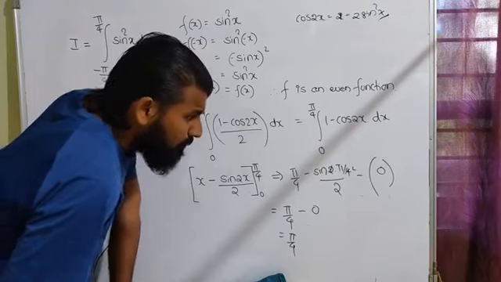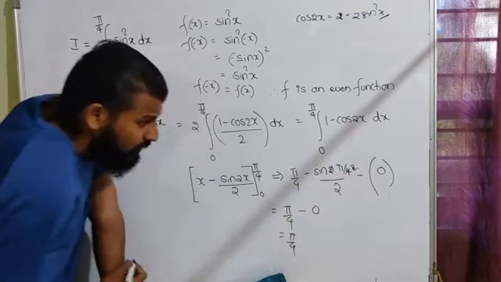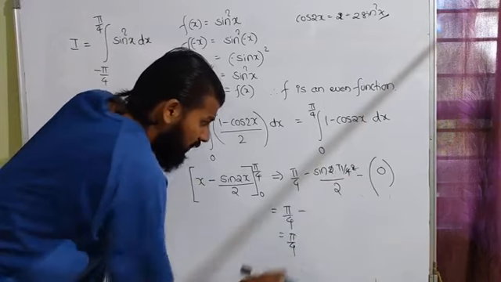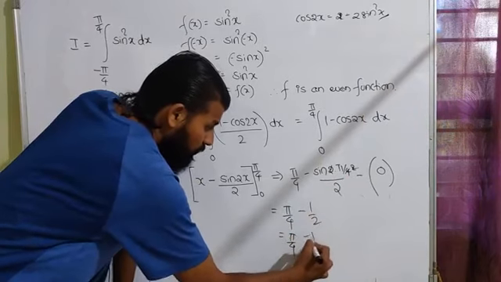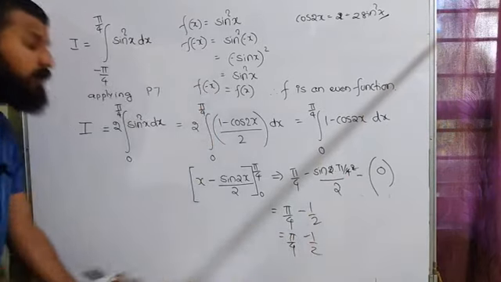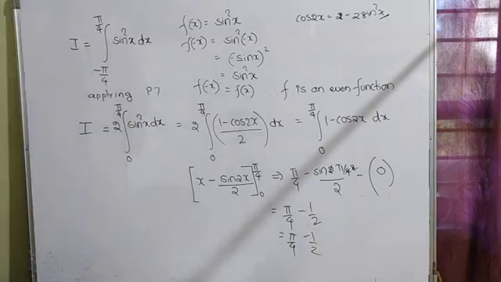I think here there is pi by 2, so sin pi by 2 gives 1, right? Yeah, so this will be 1 by 2. So pi by 4 minus 1 by 2 will be our answer.